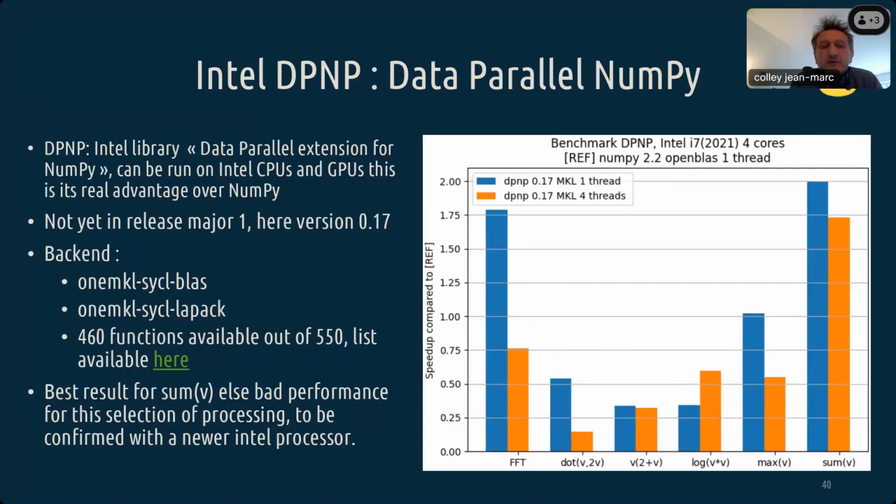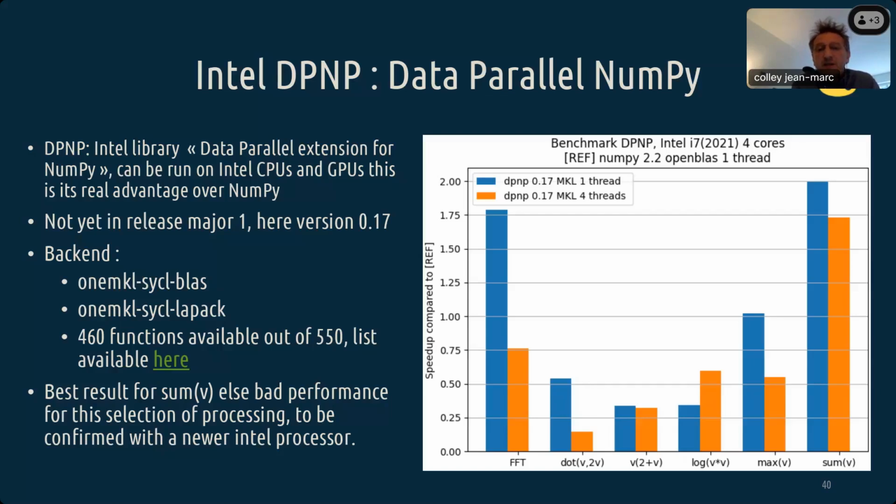Now we will test the performance of the Intel library, which fully re-implements the NumPy API. It's DPNP, the Intel Data Parallel Extension for NumPy. It can be run on the Intel CPU and GPU. This is the real advantage, as this NumPy can use GPU. Not yet in a major release, here version 0.17. The backend is oneMKL SYCL BLAS and oneMKL SYCL LAPACK, and the coverage of the functions is good. So the result: we have the best result for the sum of the vector. Else, bad performance for the selection of processing, to be confirmed with a newer Intel processor. The presentation of the key points of NumPy is finished.